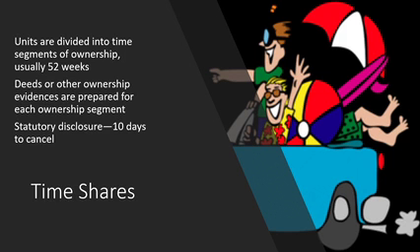Timeshares. Units are divided into time segments of ownership, usually 52 weeks. Deeds or other ownership evidence are prepared for each ownership segment. Statutory disclosure for timeshares is 10 days to cancel.